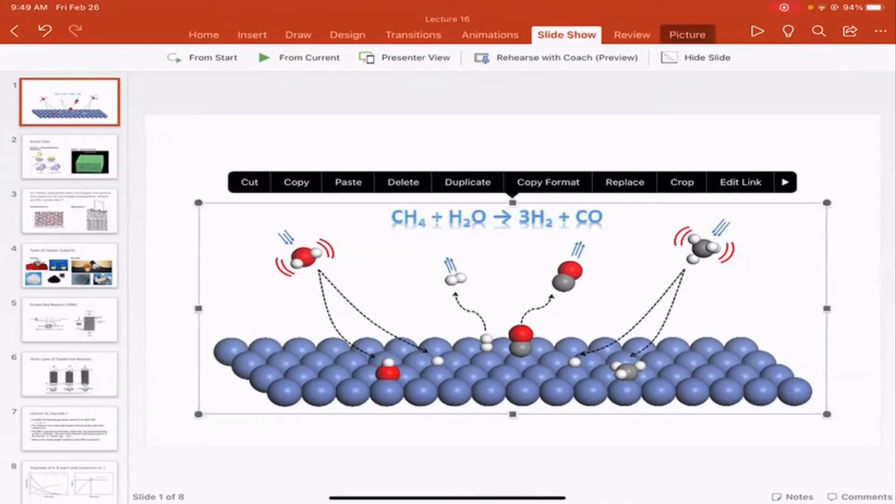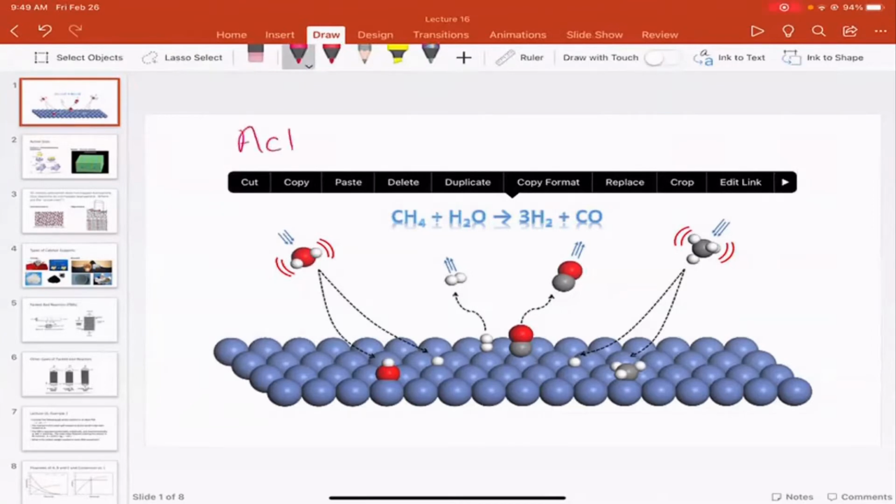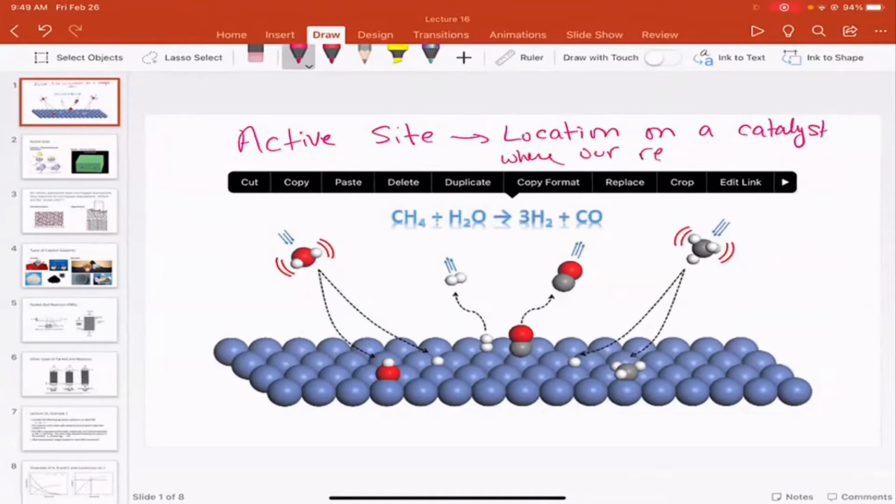And we call that active sites. An active site is simply a location on a catalyst where our reaction occurs. And it's entirely possible that there can be more than one active site on the surface, because let's say methane, in this example, might not want to adsorb at the same location as water. And even hydrogen might not form, right?